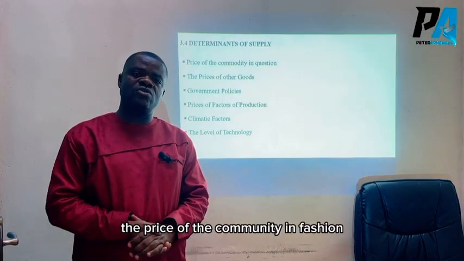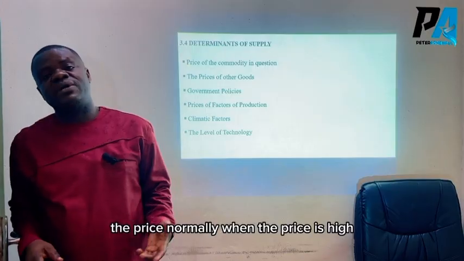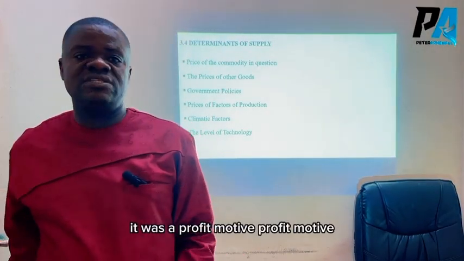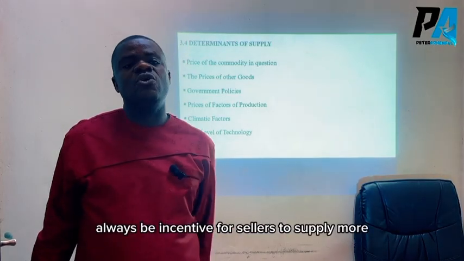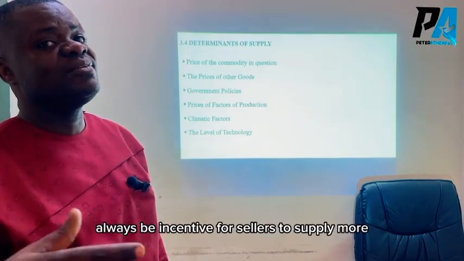The price of the commodity in question. Normally, when the price is high, sellers want to supply more. And what is the reason? It's because of profit motive. Higher prices always give incentive for sellers to supply more.